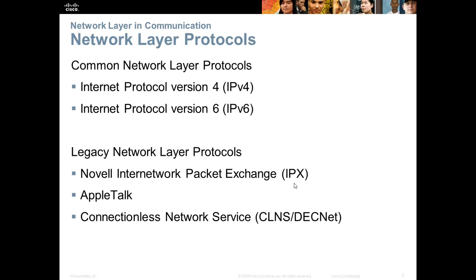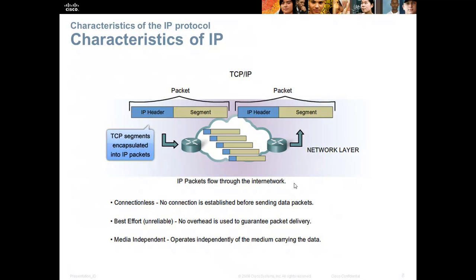Some common protocols that work at the network layer are IP version 4 and IP version 6. The main topic of this class will be IPv4, but we'll talk a little bit about IPv6 as well. Some legacy protocols that work at the network layer are IPX, which is part of the IPX/SPX protocol suite, AppleTalk, and the connectionless network service. We will not get into these protocols in this class.